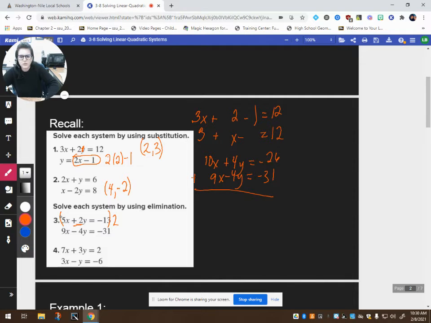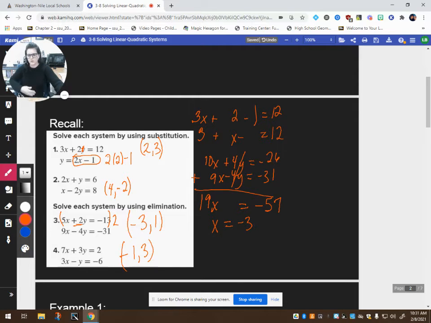Now I'm just adding these two equations together. 10x plus 9x is 19x. 4y plus a negative 4y, those eliminate. And -26 plus -31 is -57. Divide both sides by 19, and x equals -3. Plug that in. 5 times -3 is -15. Add 15, that gives me 2. Divide by 2, that gives me 1. So my ordered pair solution is (-3, 1). Again, I'm not going to take the time to work out number 4, but the solution is (-1, 3) if you work it out on your own.